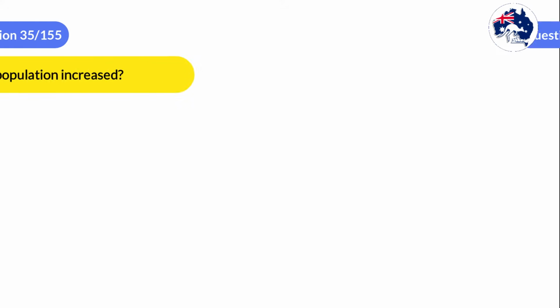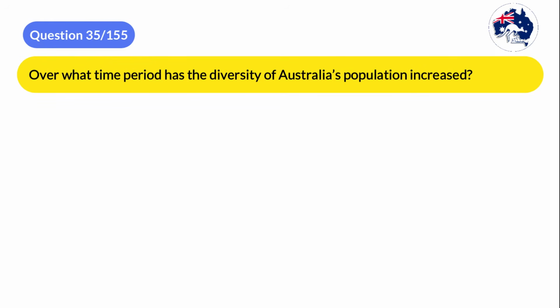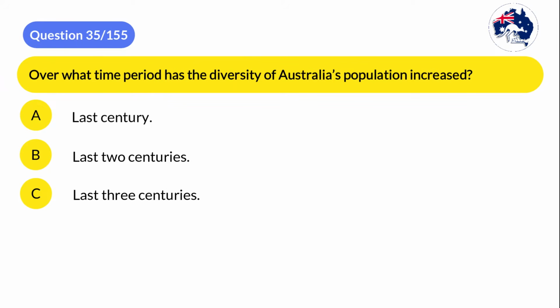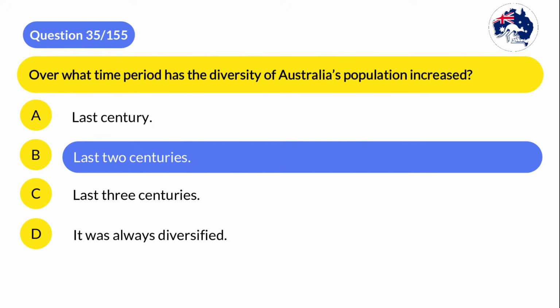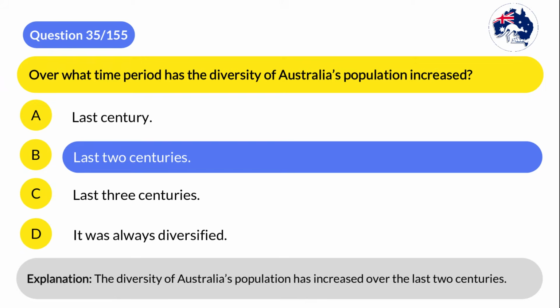Question 35. Over what time period has the diversity of Australia's population increased? A. Last century. B. Last 2 centuries. C. Last 3 centuries. D. It was always diversified. The correct answer is B. Last 2 centuries. Explanation: the diversity of Australia's population has increased over the last 2 centuries.